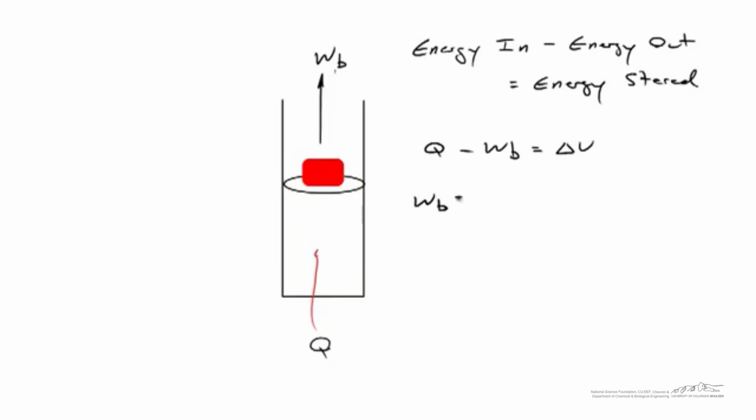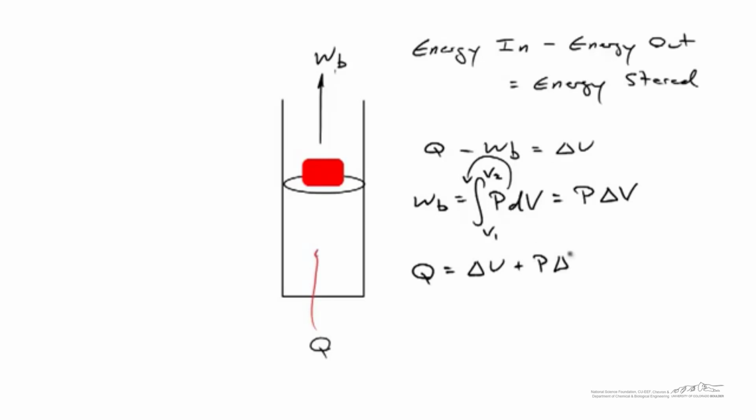And the boundary work is simply the integral of P dV. So we're going to integrate from the initial volume to the final volume. And if the pressure is constant, in this case it's constant because it's dictated by the weight of the brick and the surface area, then the pressure comes out of the integral, and we're left with P delta V for the boundary work. So if I make the substitution and rearrange, the amount of heat entering is equal to the change in internal energy plus P delta V.